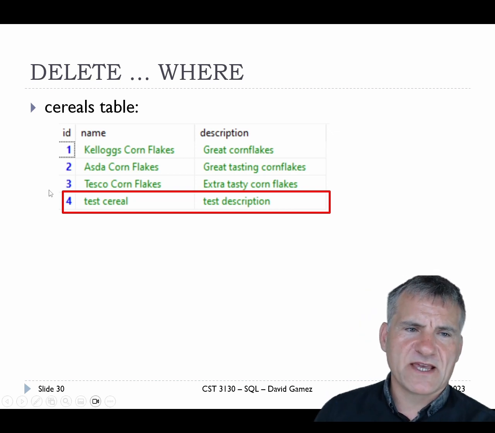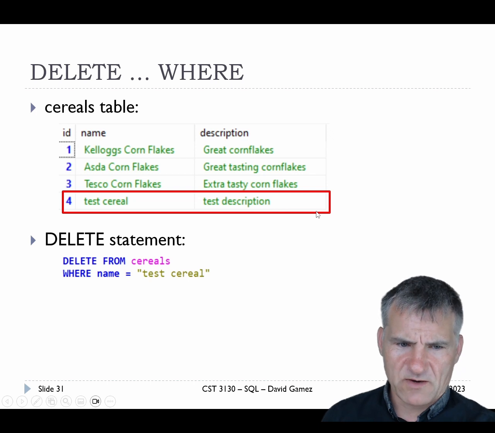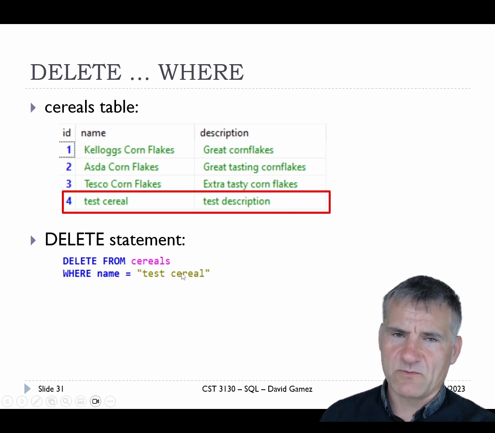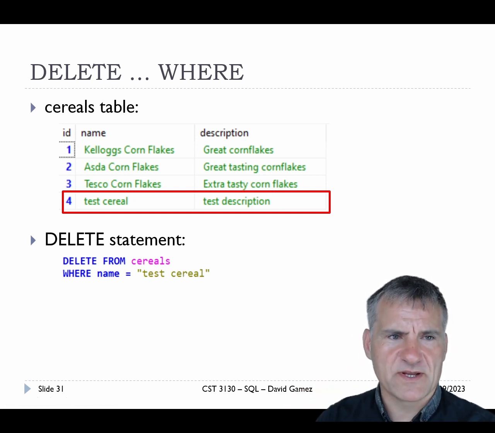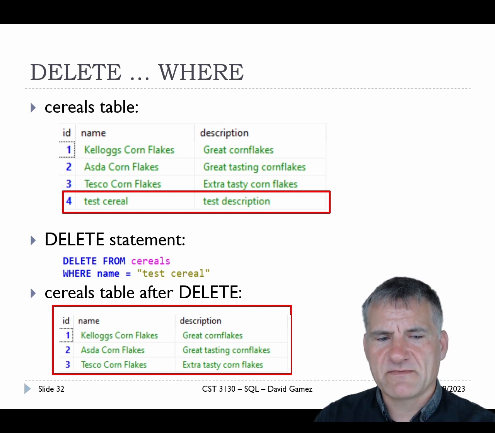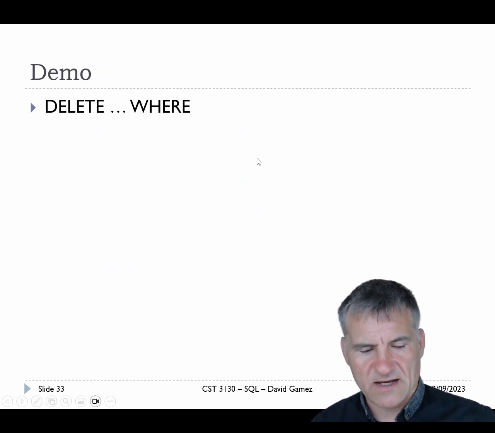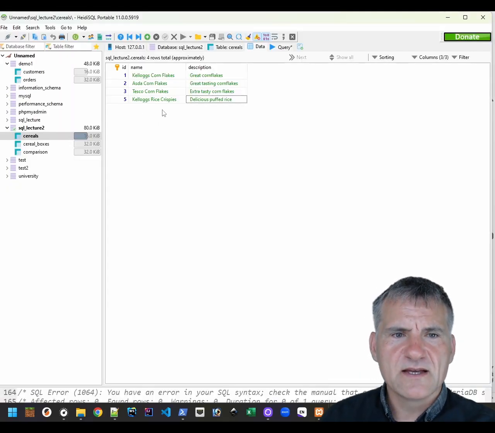So suppose here I've got a bit of junk that I want to get rid of. What I do is delete from, specifying the table I want to delete from, and again, where is the condition that will pick out the row that I want to delete, yeah? If I run that on the table, it'll delete the appropriate row, unsurprisingly. So let's just get rid of Kellogg's Rice Krispies here.